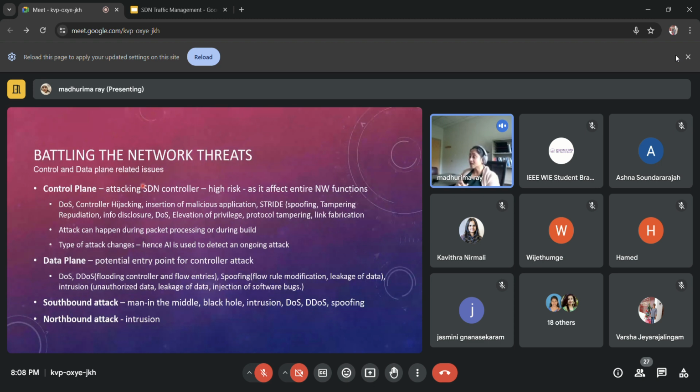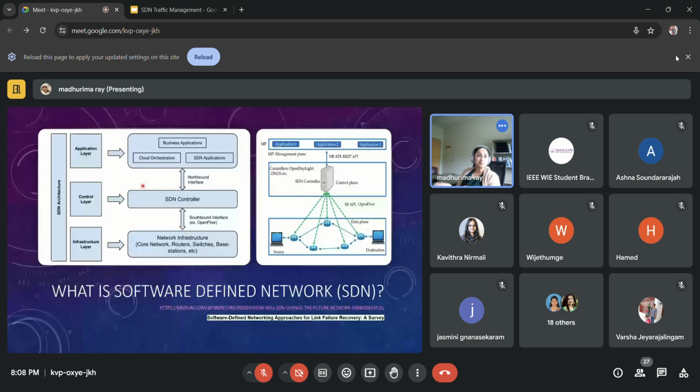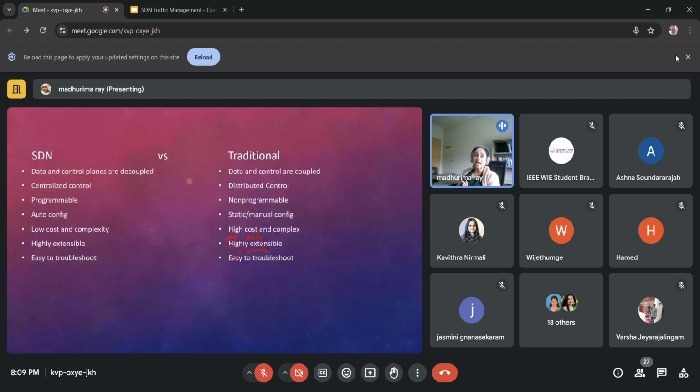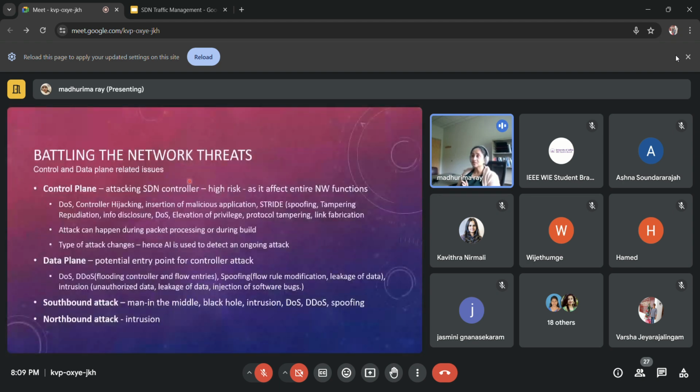There is also what we call a southbound attack and a northbound attack. If you go to this picture, this is what we call the northbound interface, where the application communicates to the SDN controller, and this is the southbound interface. So you see this OpenFlow. This is a standard protocol that is used, which is OpenFlow. For the other communication, any programming can be used. There is no standard set for it, and that sometimes makes it vulnerable.